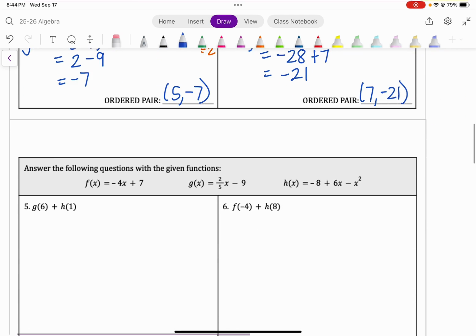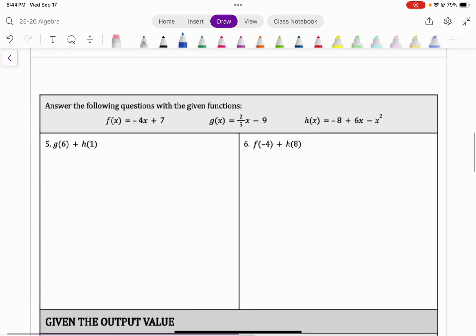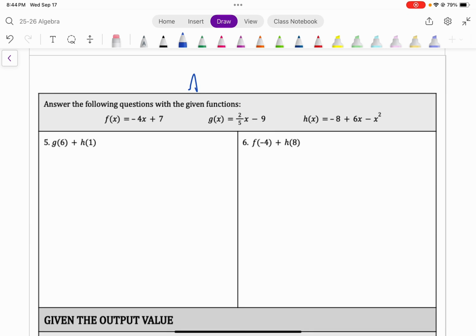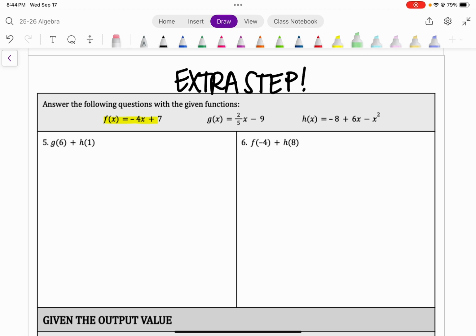Okay, now we're going to use these again, and we're doing an extra step. In this one, we're going to take g of 6, and then we also have to take h of 1, and then we're going to add them together. So you're going to solve them separately. So g of 6, we're going to plug 6 into that equation. So 2/5 times 6 over 1 minus 9.